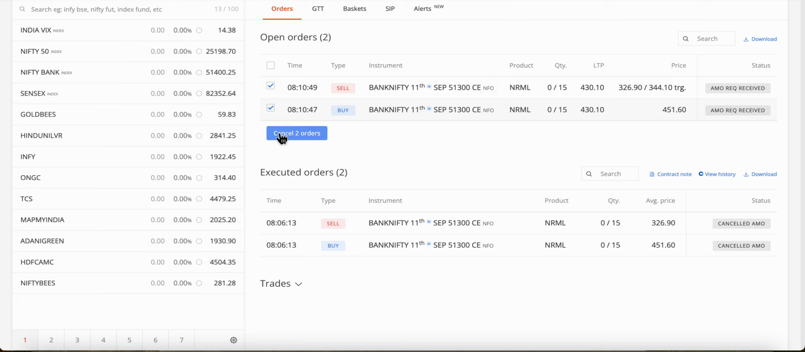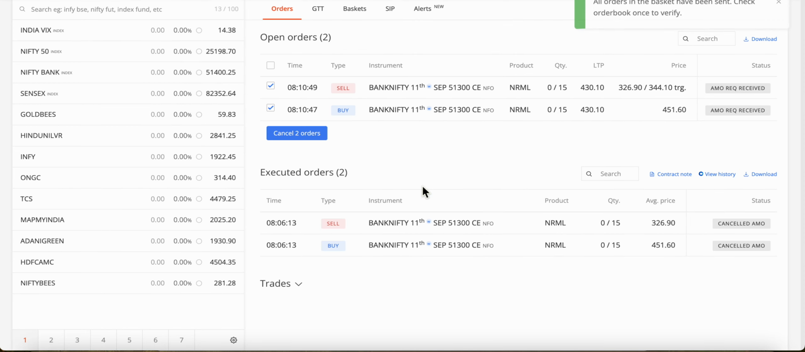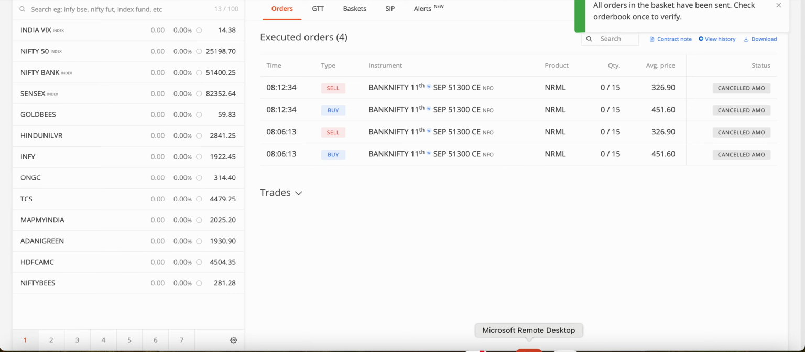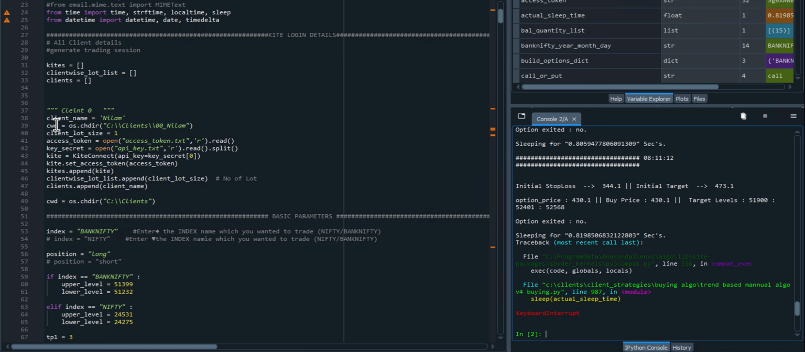Let's cancel this out because the market will start any time without my knowledge. So cancel. Now let me show you the features of the algo. For one client, you can define how many orders you want to do.